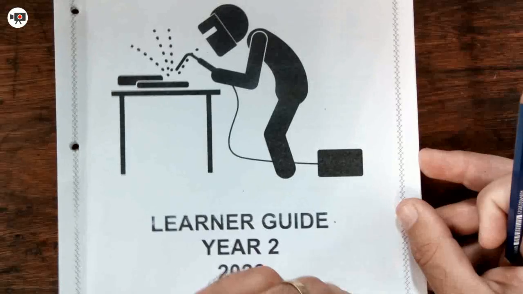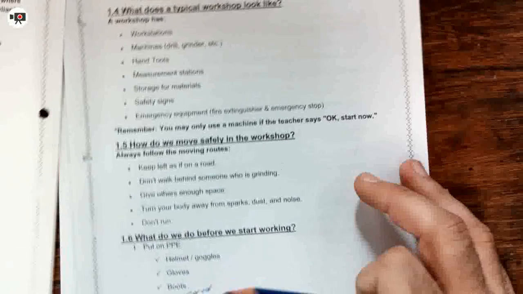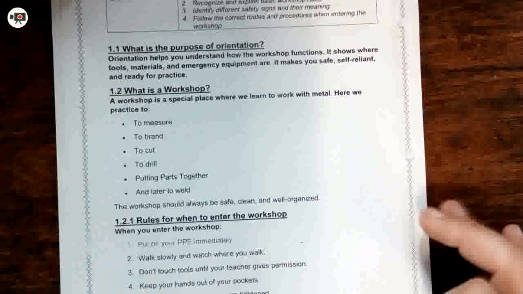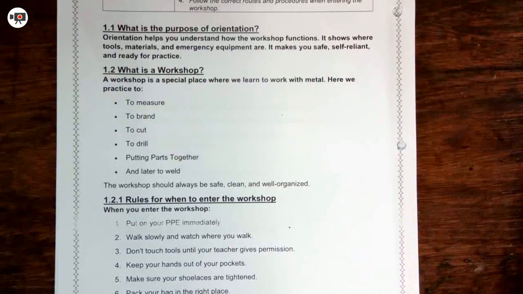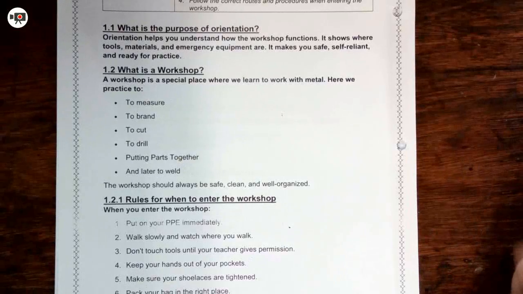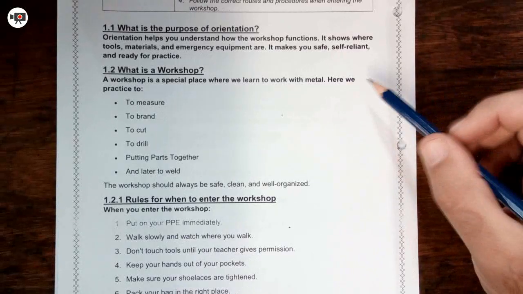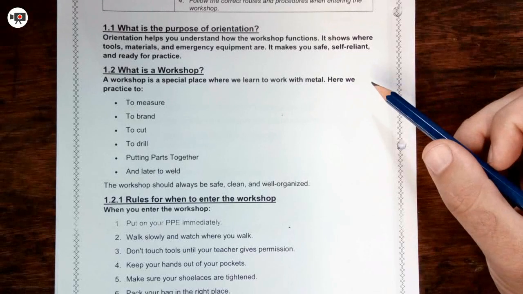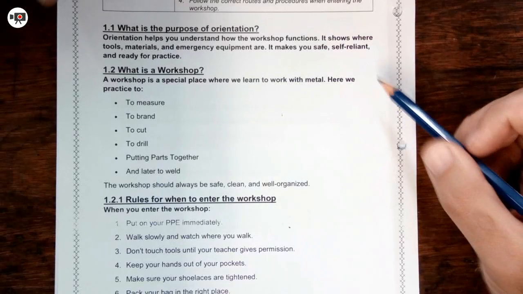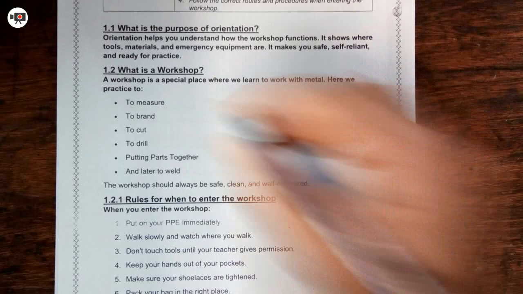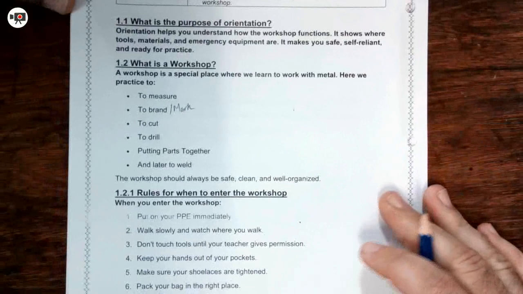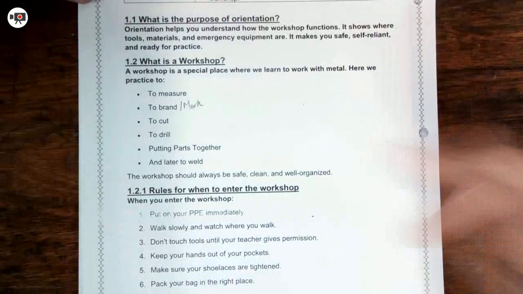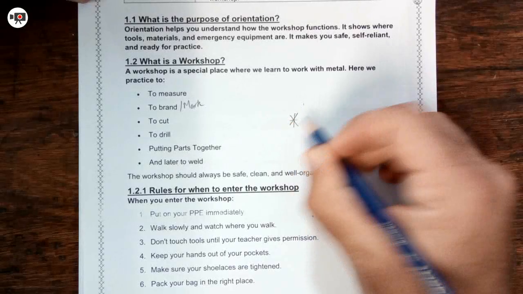So we'll start with topic number 1, which is on introduction and orientation. We look at page number 3. We have 1.1, 1.2 and 1.2.1. So very important on this page is 1.2, what is a workshop? A workshop is a special place where we learn to work with metal. Here we practice to measure, to brand or mark, to cut, to drill, putting parts together and later to weld. Those are very important stuff that you need to remember.